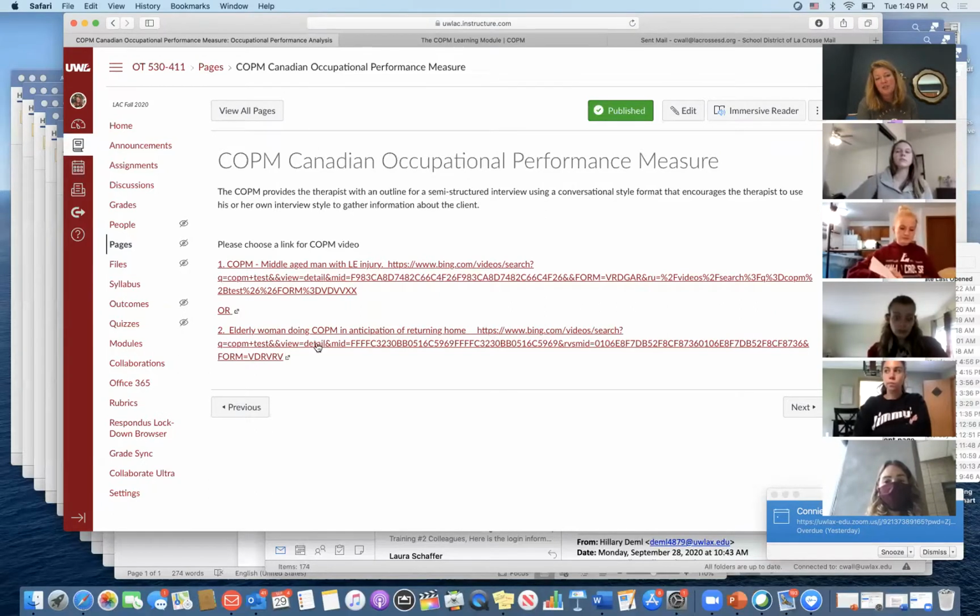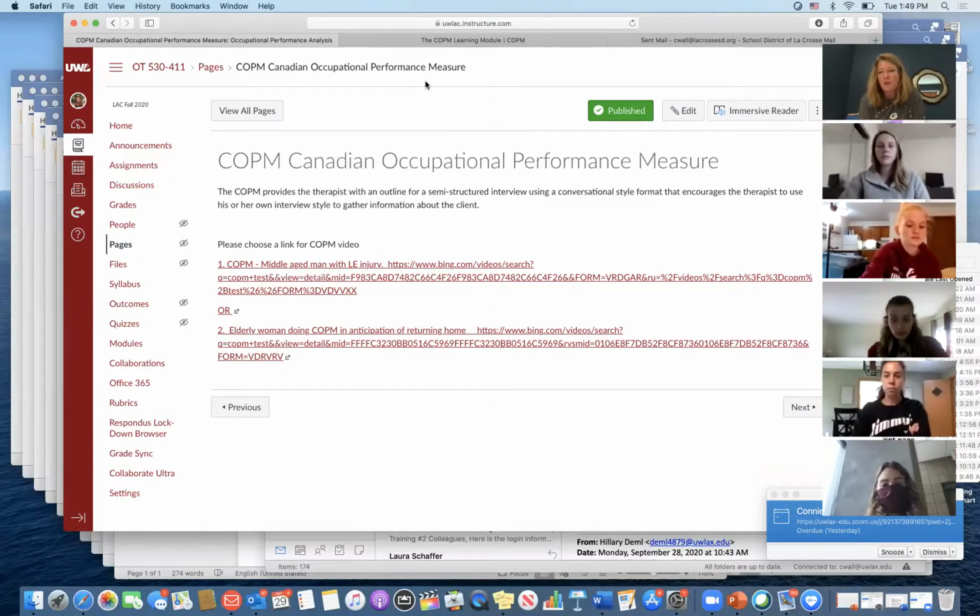And the other one is just a sweet little old lady who's talking about wanting to go back home. So you can watch those. Again, this is just for your benefit of having some more exposure to seeing evaluation performed. And this one's really just an interview laid out, but it co-aligns with all the information that we've gotten from the OT framework and that occupational performance analysis that we looked at last week. So just a good complement to that.